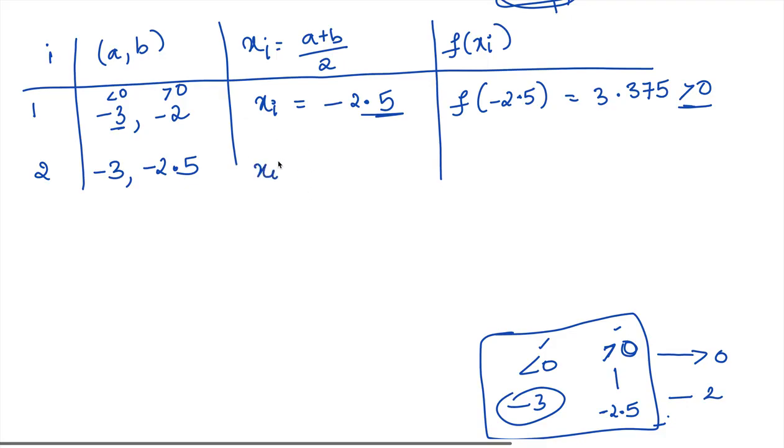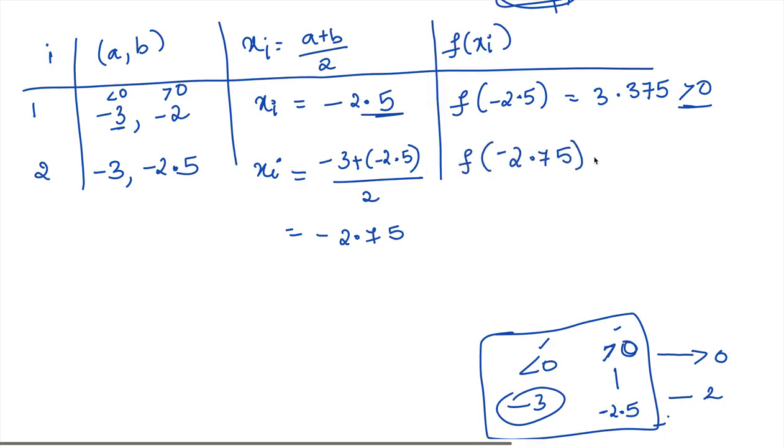Now what is xi? Xi is (minus 3 plus minus 2.5) divided by 2, which gives us minus 2.75. Now what is f of minus 2.75? It's minus 0.797. This is again less than 0. So if we got something less than 0, we'll include this. Even if we get greater than 0 also, we'll include this.